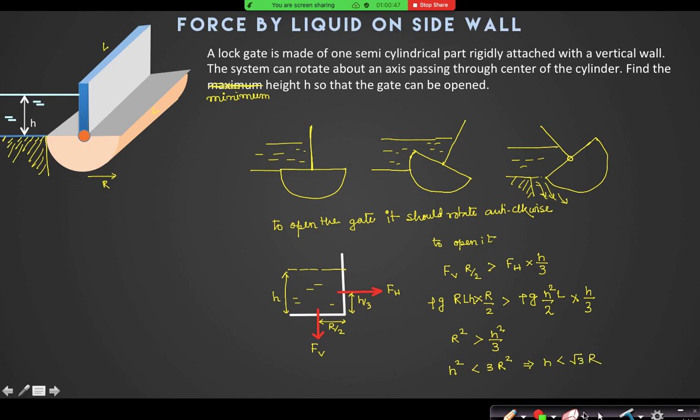That should be the maximum height, right? If h is less than root 3 R, then only it can be opened. And if you fill it up greater than root 3 R, then it will not be opened.